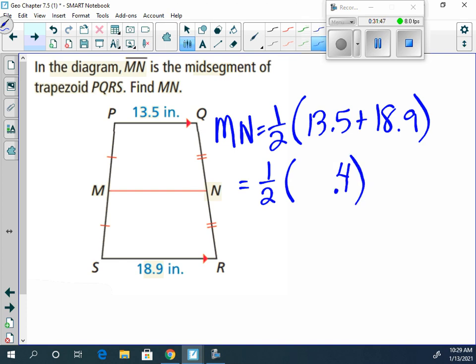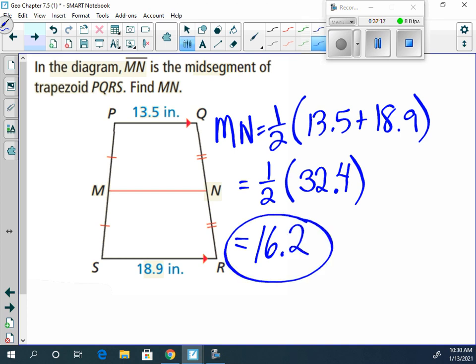4, carry the 1. 9, 2, carry the 1. And I believe if you add 13.5 and 18.9, you should get 32.4. Would you all agree with that? And if we multiply that by 1/2 or divide it by 2, we should get that the answer is 16.2. Do we agree with that there?